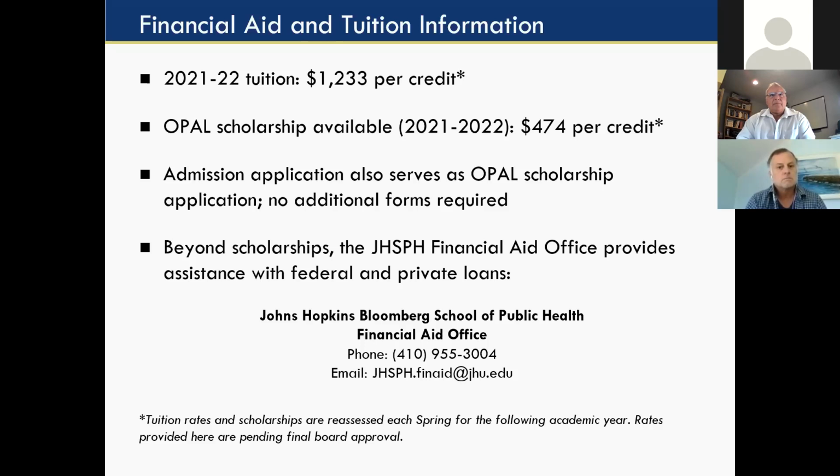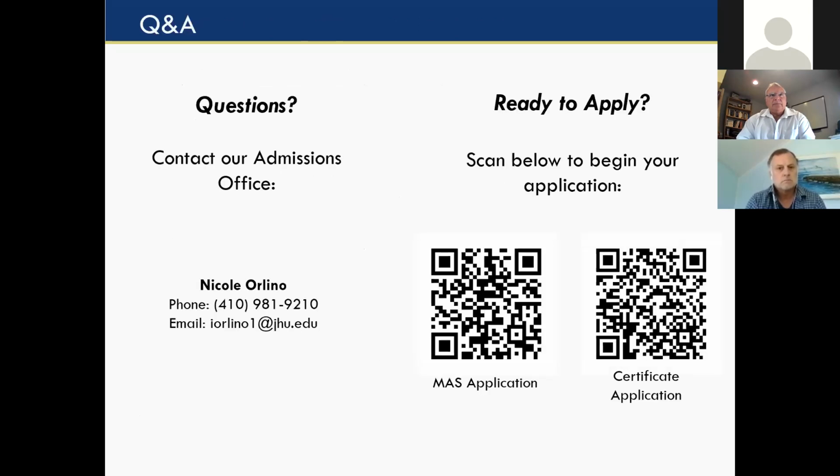If you are admitted into the program, you are automatically awarded the OPAL scholarship. There is nothing additional you need to do in order to receive it. So if you are planning financially, you will want to plan for that $759 per credit at the current tuition rate. Of course, keeping in mind our tuition rate and scholarships are reassessed each spring, and any changes will be updated on the website.